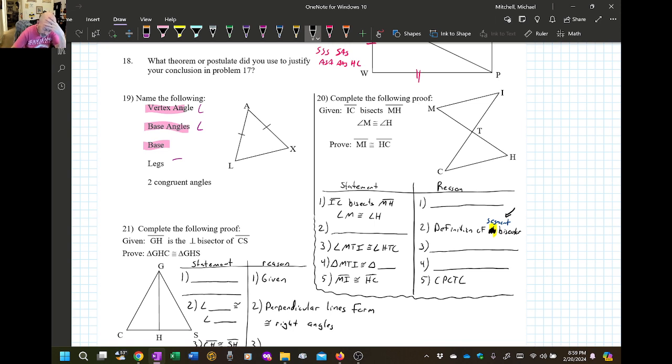So again, read it carefully up here. IC bisects MH. So MH is getting cut in half. This segment is getting cut in half. IC is doing the cutting. What are the two congruent segments I'm going to get out of there? Okay, if this segment is cut in half, what are the two congruent segments you're going to get there? That's what's going in there.